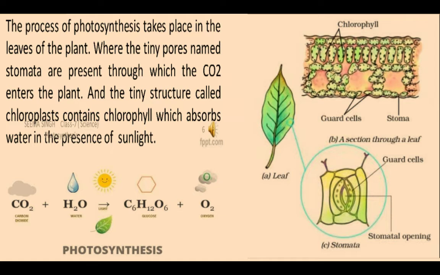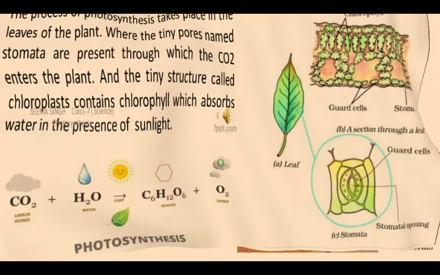There is also the chemical formula of photosynthesis. Carbon dioxide plus water, in the presence of sunlight and chlorophyll, gives out glucose and releases oxygen into the atmosphere.